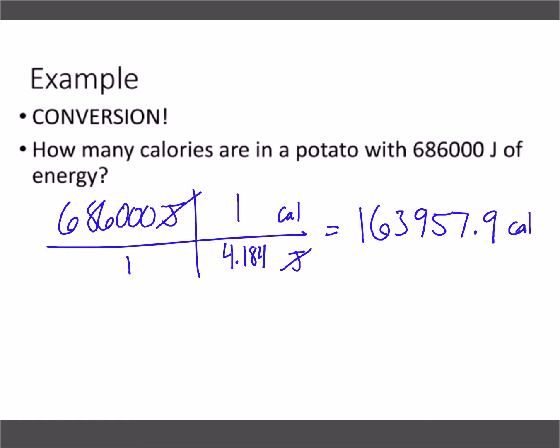3. There are 3 sig figs, folks, in that first number that we had. 6, 8, 6. Those are the significant figures right here. So we need to have the same amount in this one. So that's going to be right here. How would we round that? Look here. How do we round to 9? It goes up. So we would have 164,000 calories.